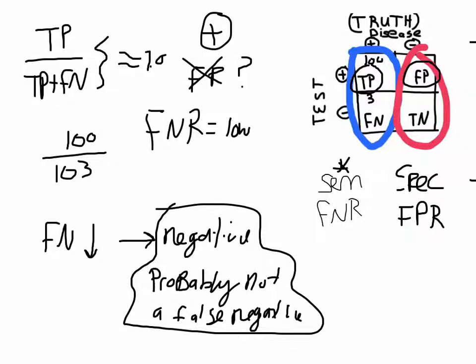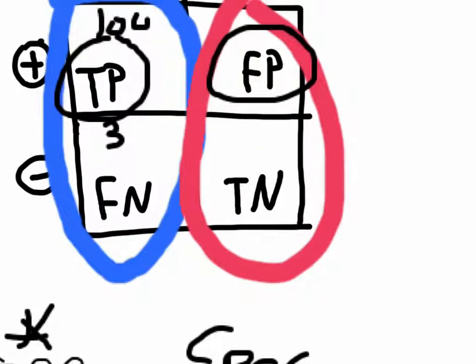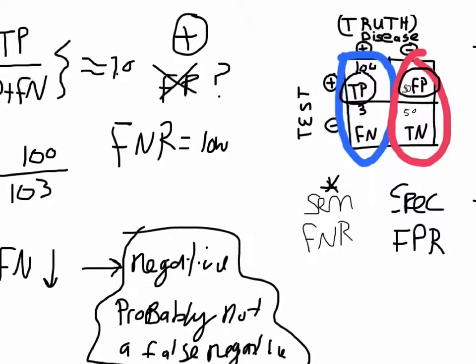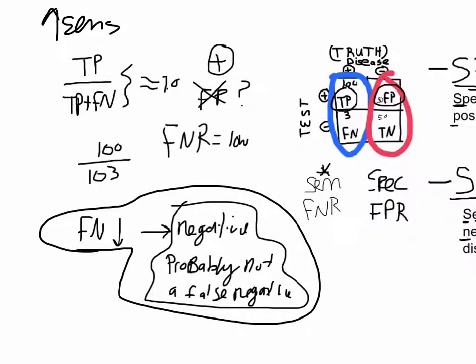We simply don't know. Suppose that the false positives, let's zoom in really quick and write some numbers in. Let's say that the false positives were 50 and the true negatives were also 50. So we have a very high false positive rate. In this case, getting a positive test on this highly sensitive test wouldn't tell us whether the person was really positive or not. Getting the negative test, however, would almost rule out the disease.